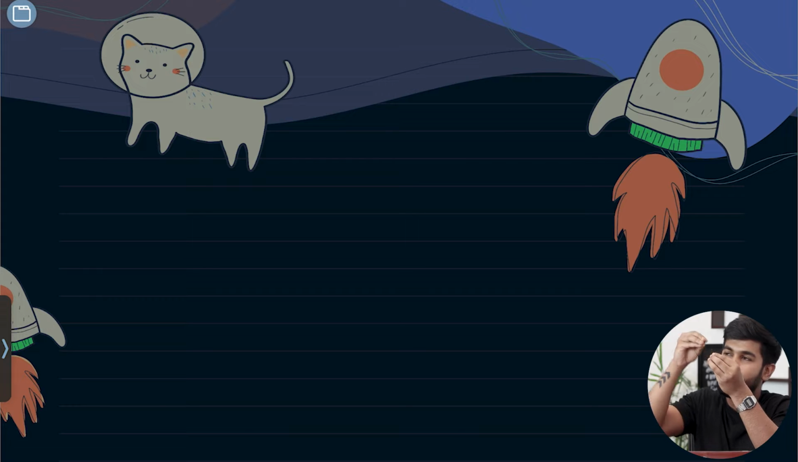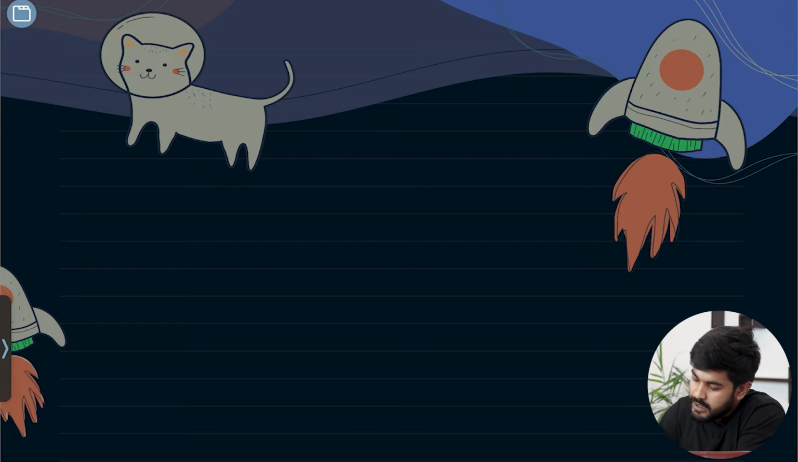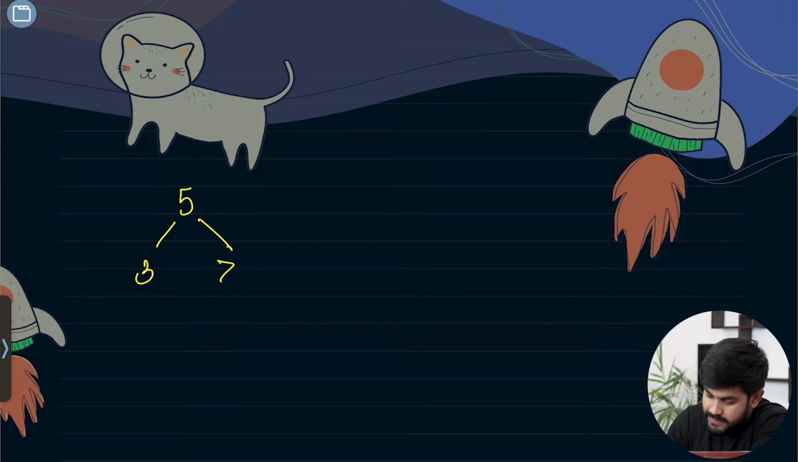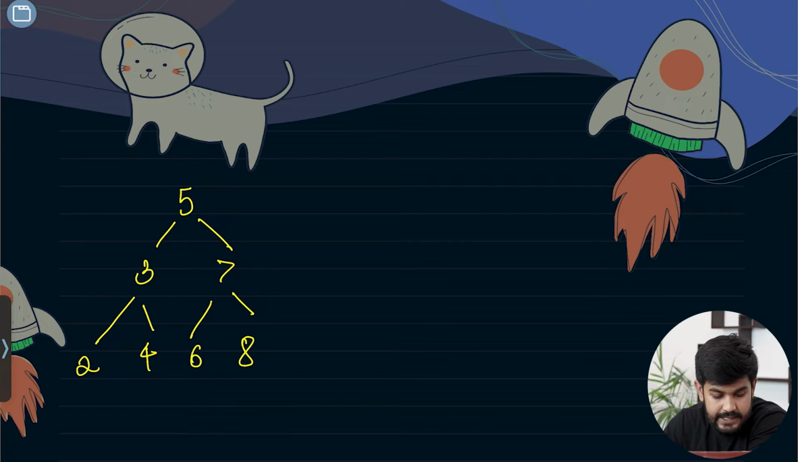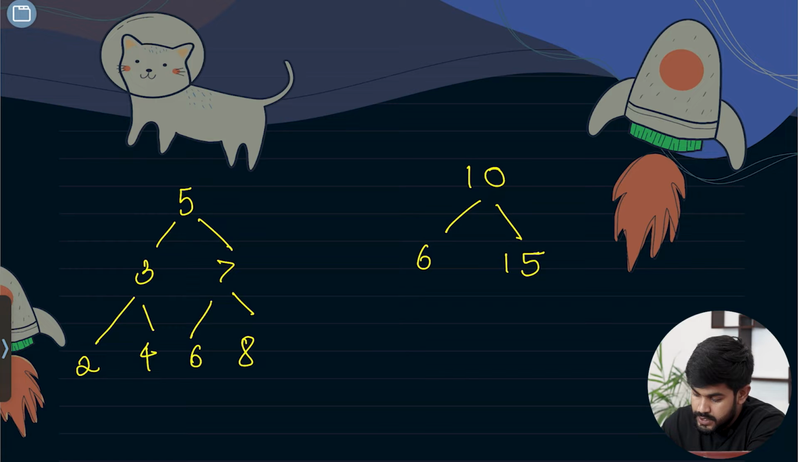x plus y should be the given value. Now let's visualize this with the first example itself. The very first example is 5, then we have 3, then 7, then 2, then 4, then 6, and then 8. And the very next one is something like 10, this one is 6, this one is 15, this one is 3, this one is 8, and this one is 11, this one is 18.